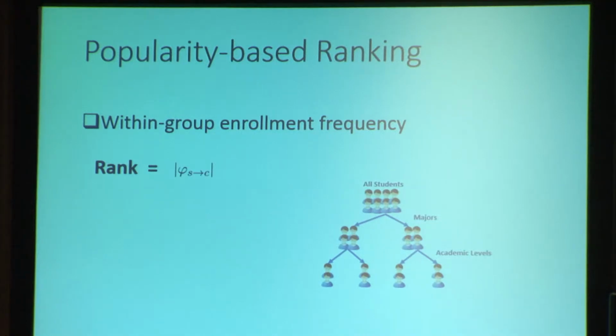For popularity ranking, what we do is rank each course for each student based on how frequently it has been enrolled in by other students in his group. And as I said, since the groups are defined at multiple levels of granularity, the model is built using only one group, and that will give us one ranking model.